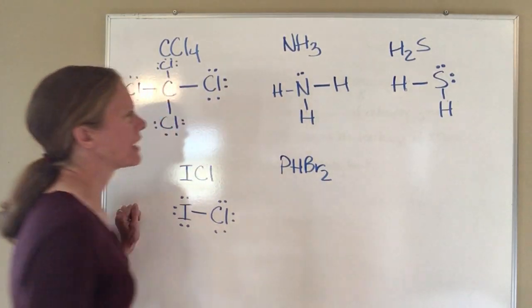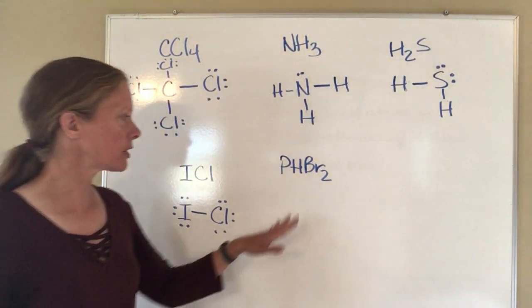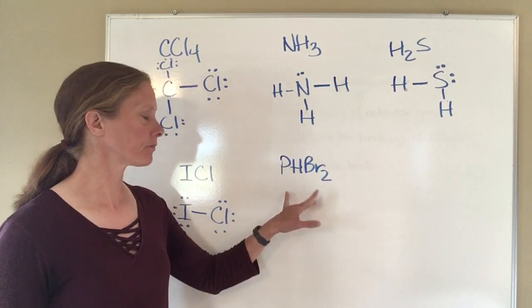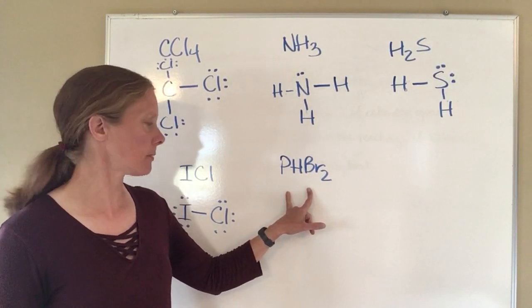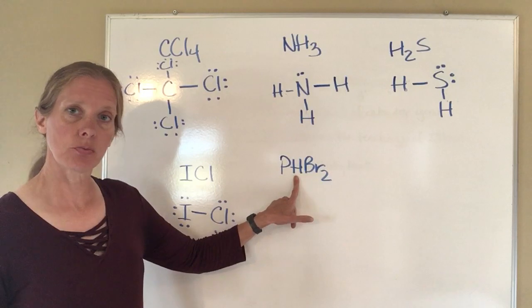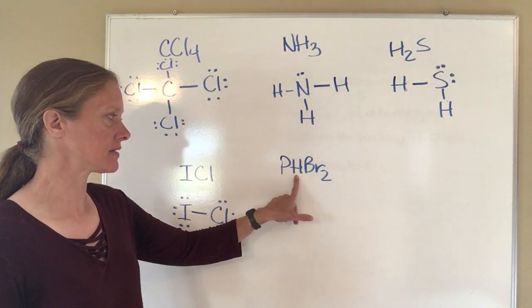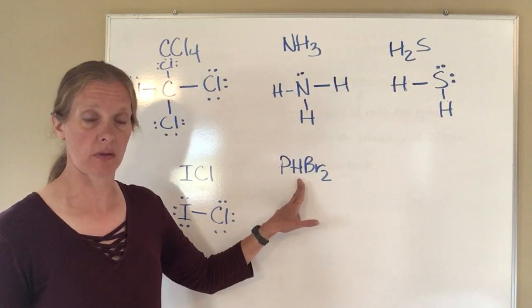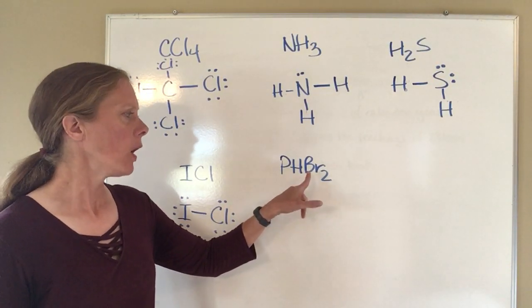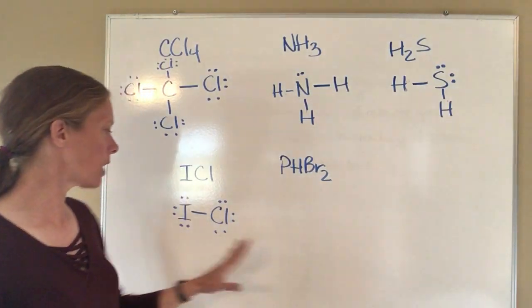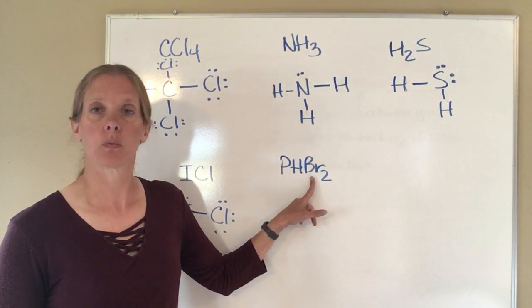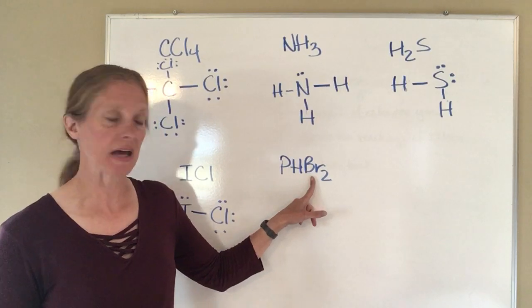PHBr2. Okay, this one probably looks a little bit more complicated just because I have 3 different elements here that have to all be bonded together somehow. The H we recognize already from the other compounds that we've done. We know that it only needs 1 electron to be satisfied. Bromine is in the same column as the iodine and the chlorine. They also are only going to need 1 electron in order to be satisfied.